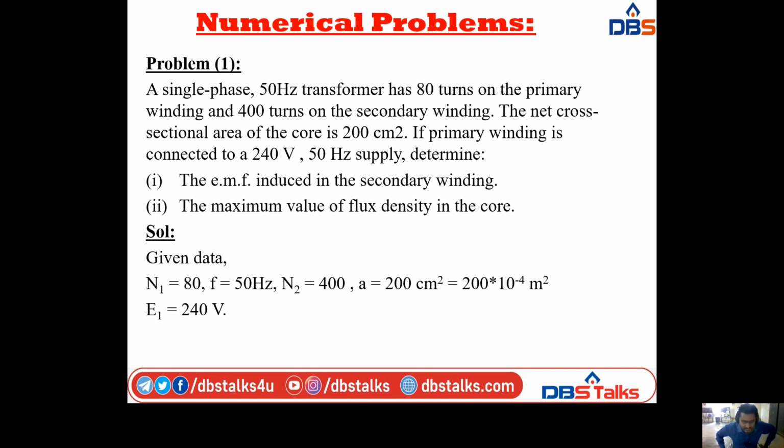Here they have given a single phase transformer with frequency 50 Hz, primary winding turns N1 equal to 80, secondary winding turns N2 equal to 400, and the cross sectional area A equal to 200 centimeters square. If we want to convert centimeters into meters, we have 200 into 10 to the power of minus 4 meters square, and the supply voltage given is E1 equal to 240 volts on the primary side. By using this data we have to determine the EMF induced in the secondary winding, that is E2, and the maximum value of flux density in the core, that is B. Flux density, not flux. Maximum flux density means B suffix M.